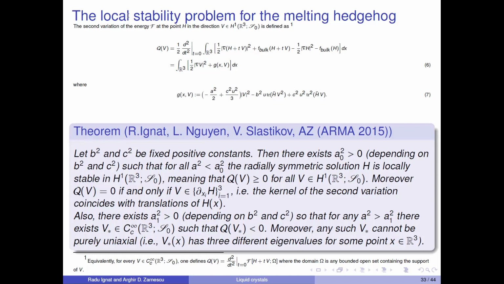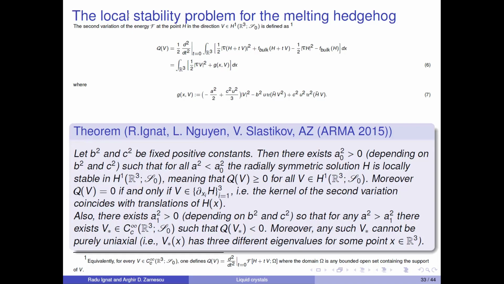Okay, so what can we do? We can show that if you fix B and C, there is some pressure, a zero sum temperature, such that if A squared is small, so that is to say if the temperature is above a certain level, the most relevant regime, then this hedgehog radially symmetric solution is locally stable in H1, meaning that the second variation is greater or equal than 0 for all B.